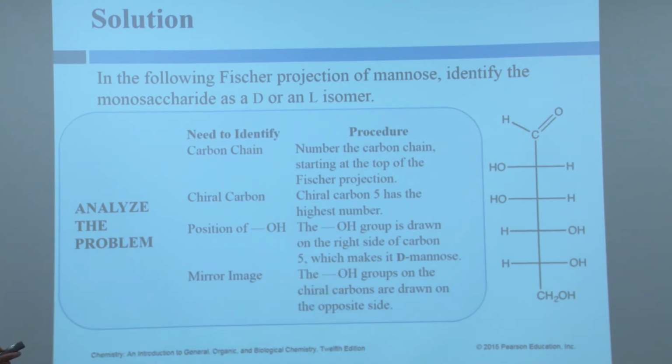In the L isomer, the OH group on the chiral carbon is drawn on the opposite side. So when you are in the L, you have a mirror image, and the OH is on the opposite side.